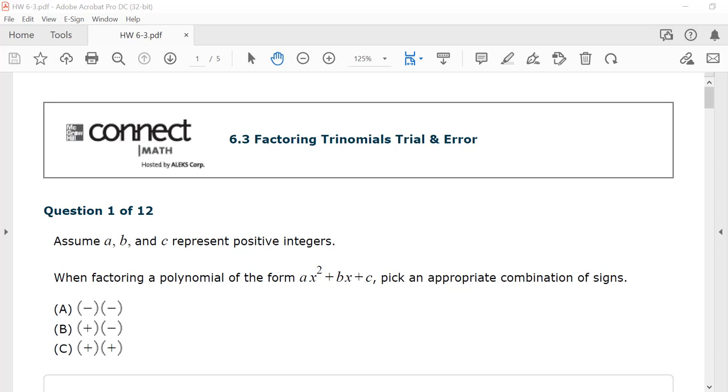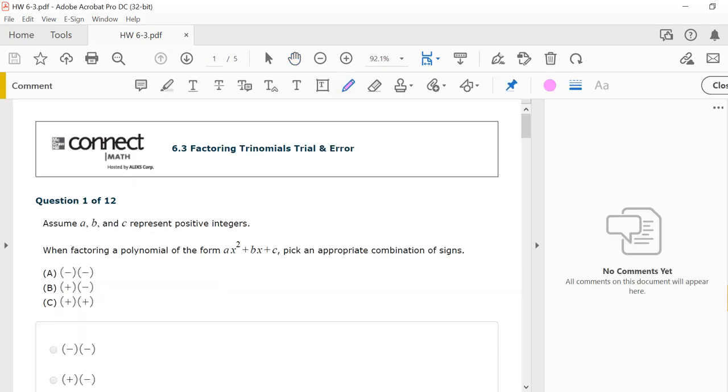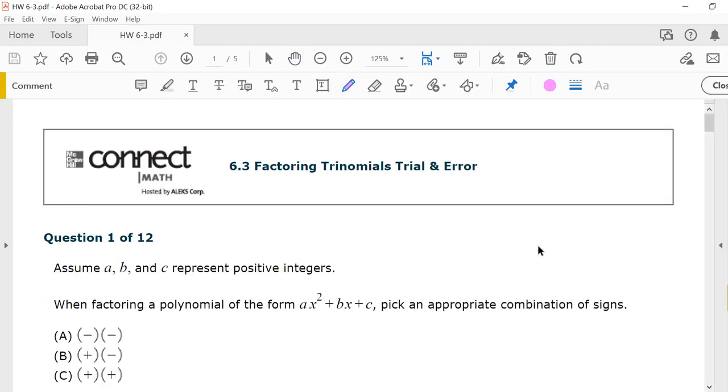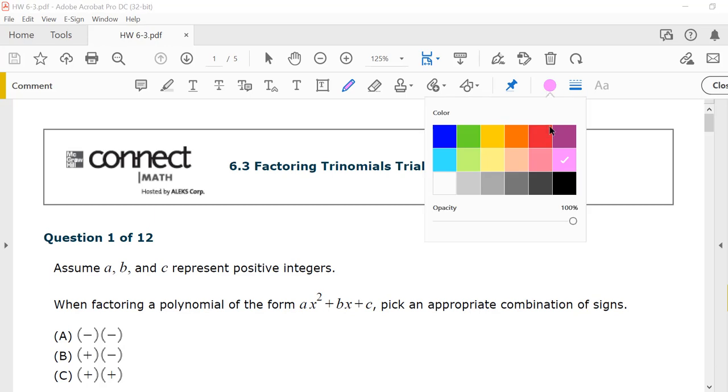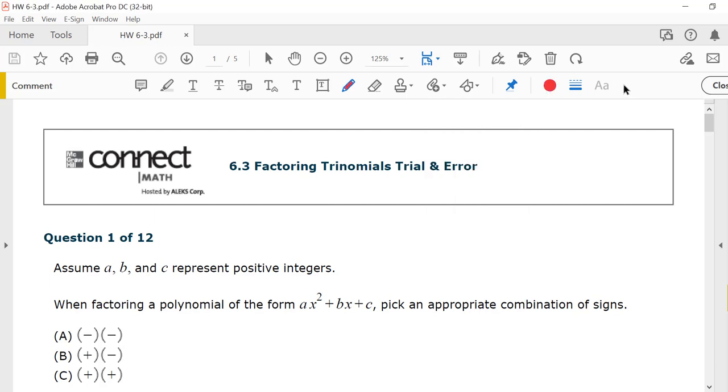All right, we're going to do section 6.3, factoring trinomials, trial and error. And I don't like the title of this section. I obviously did not create these homework sets, or any of them actually, but I don't do trial and error. There is a method to the madness.